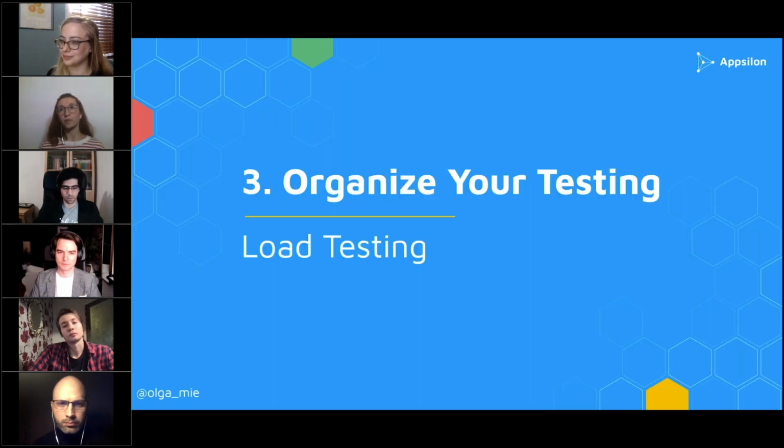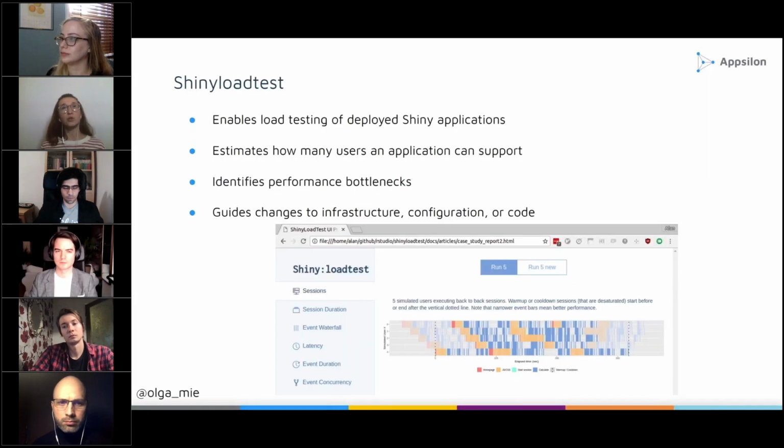And we reached the point where your application is actually ready to go live. So you want to make sure that it's able to handle the traffic. Here you can use the shinyloadtest package that enables you to load test your deployed apps. You can estimate how many users your app can support. You can identify bottlenecks, and you can use the test output to guide you through the changes if optimization is actually necessary.